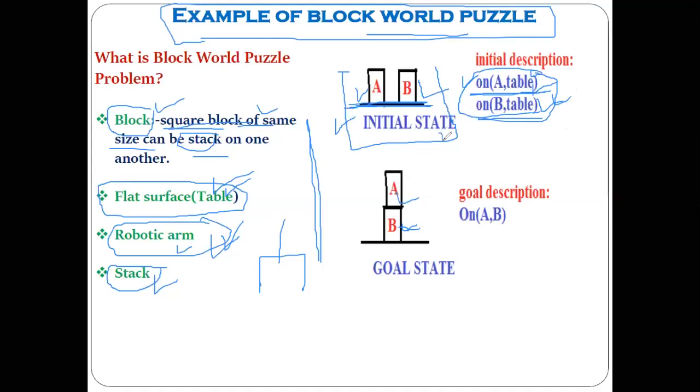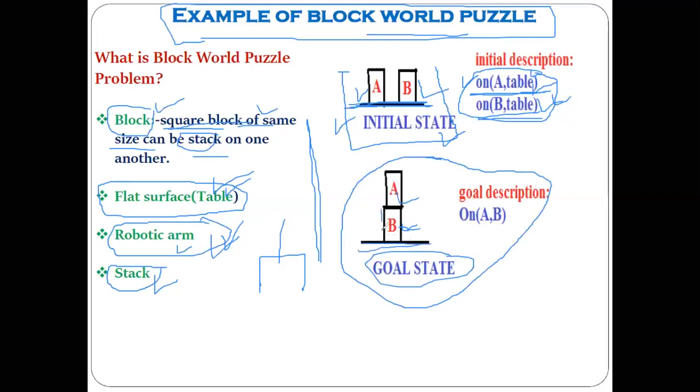This initial state is given, and we have to reach the goal state. What is the goal state? There is a table, on that table there is a block B, and on the block B there is a block A. We have to put block A on block B. That is our goal. And the description you can write for that is On(A, B).